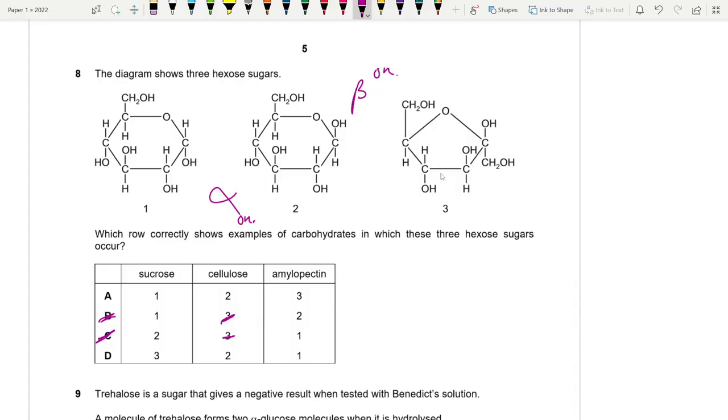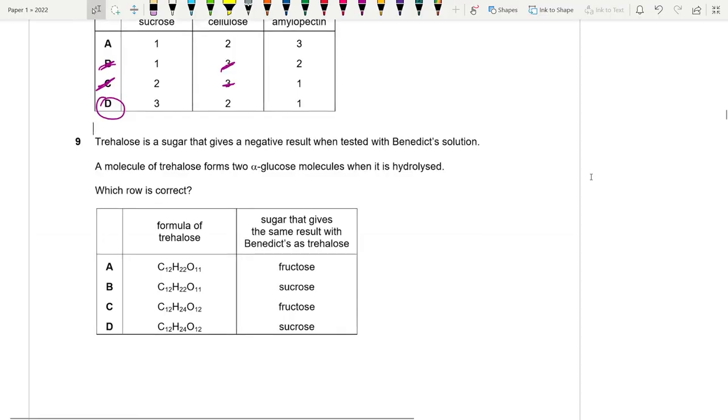Now, 3 is actually fructose. So we'd get 3 in sucrose. That's why I'm going to go with D. And 1 is alpha glucose, which is present in amylopectin.